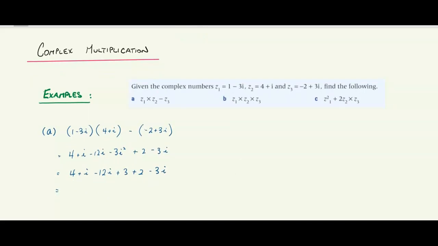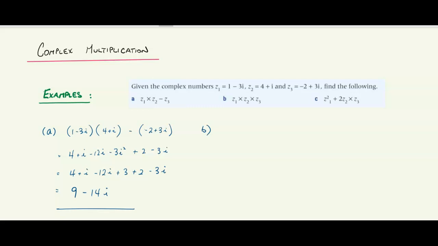So what do we end up with? I'm going to end up with a complex number with a real and an imaginary part. Let's get the real bit sorted out. 4 plus 3 plus 2, so I've got 9. And in terms of i, I've got i minus 12i, so I'm on minus 11i, minus 3i is minus 14i. 9 minus 14i.